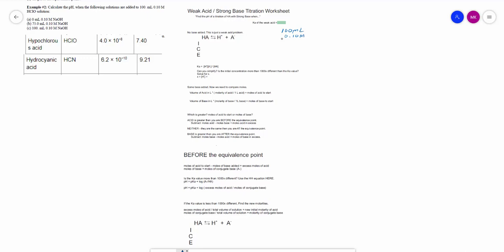Now, HClO is hypochlorous acid, and it has a Ka of 4.8 times 10 to the negative 8. And the pKa was already worked out for us, 7.4 over here. I'm just going to write that down right here. Now, first, we're asked to calculate the pH when 0 milliliters of sodium hydroxide are added.